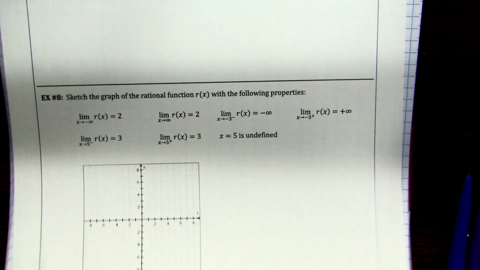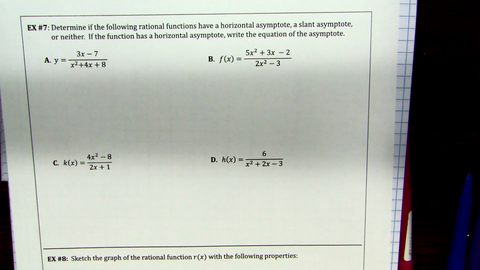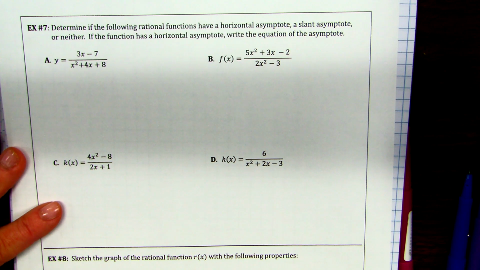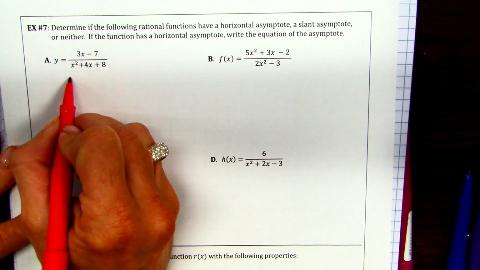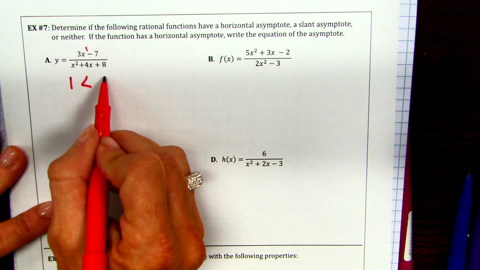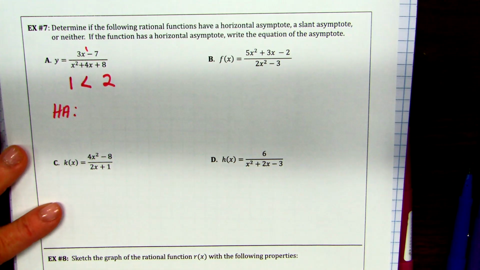Let's review HAs. I told you I'd give you a full review of horizontal asymptotes. So that's all we're going to do for these 4. HAs come from the degree of our numerator, degree of our denominator, right? So in problem A, the numerator's degree is 1, which is less than the denominator's degree of 2. Do you guys remember what that HA is? This is pure memorization.